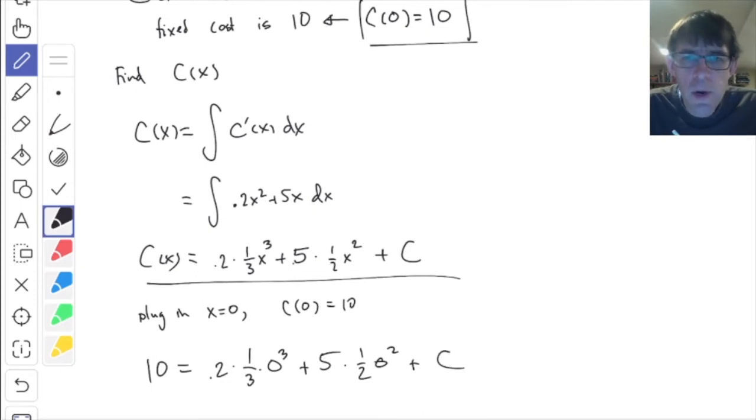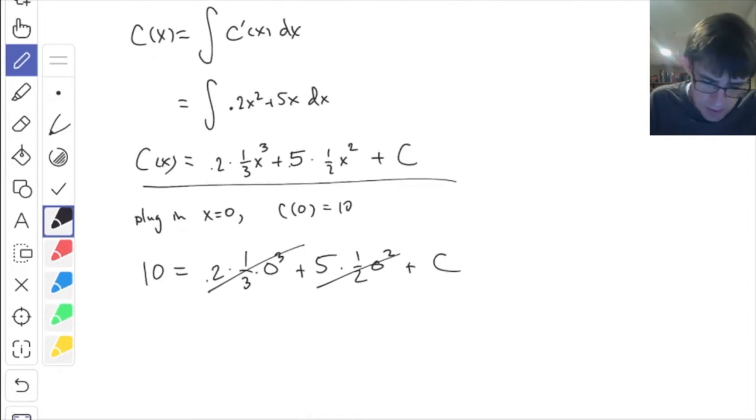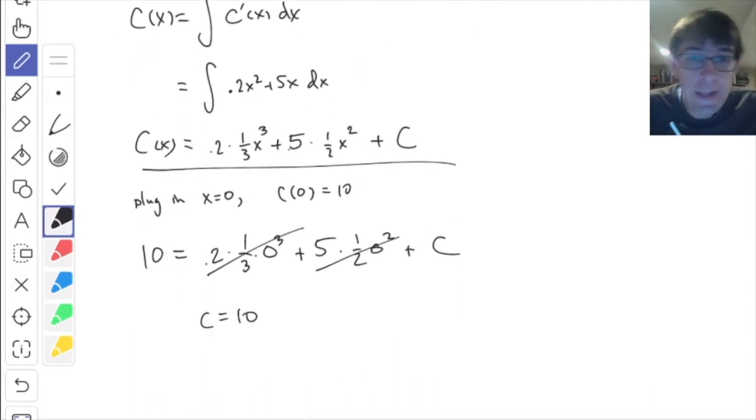Ordinarily, you might have to use your calculator to solve for C in a formula like this, although in this case, these are all zeros. 0.2 times 1/3 times 0 cubed, that's 0. That's also 0. It just says C equals 10. And so my final answer is what I said before right here, only C is 10.